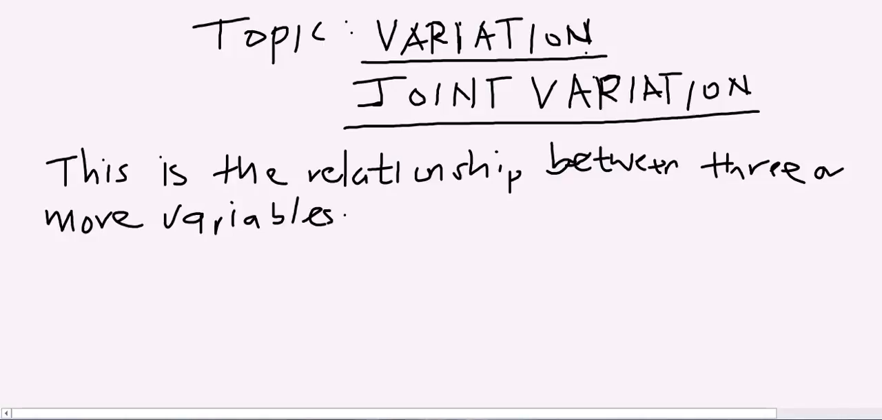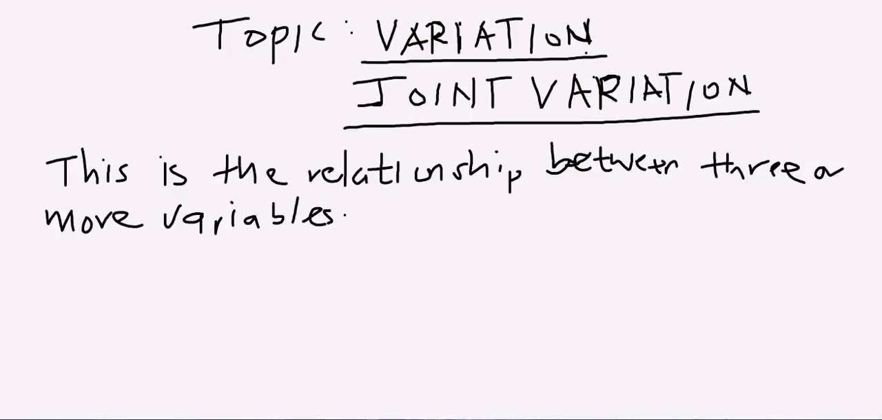So we are looking at joint variation, and joint variation is the relationship between three or more variables. So when we have a variation that involves three or more variables, we refer to that as joint variation. You could combine two direct variations, or a direct variation and an inverse variation, in this case. We're going to see some practical examples.